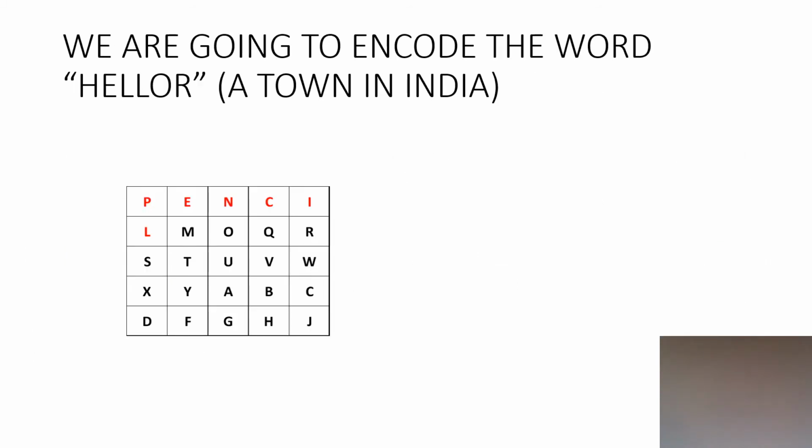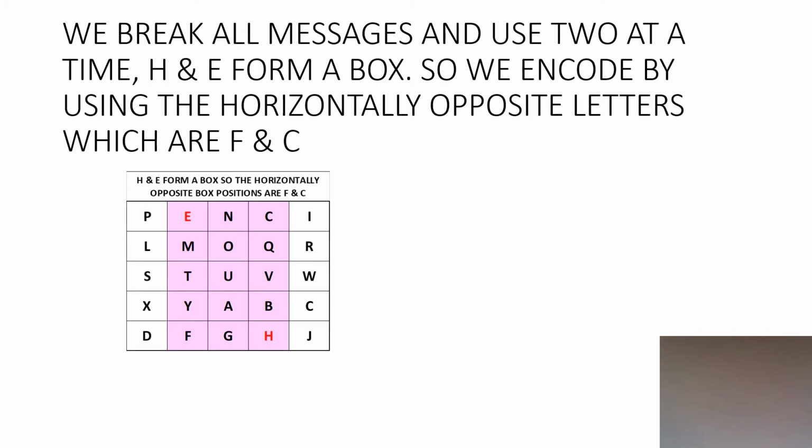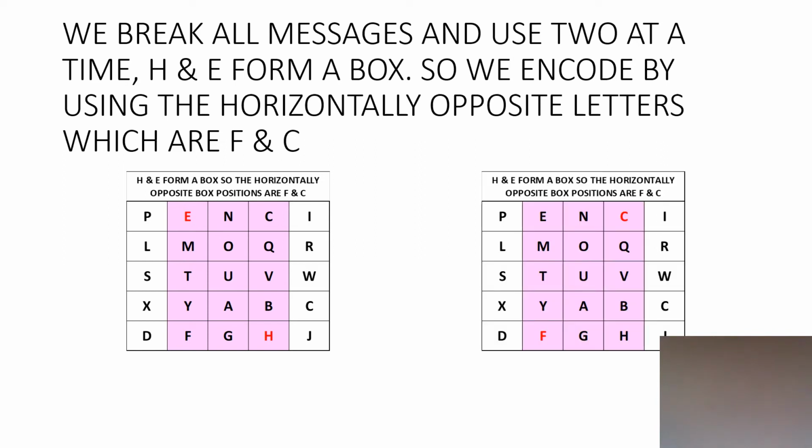Okay, so that's what we're going to do, and now we're going to encode a word, and we're going to encode the word Hellore, which is a town in India. So what we're going to do, we break all the messages to use two at a time. H and E form a box. So we encode using the horizontally opposite letters, which are F and C.